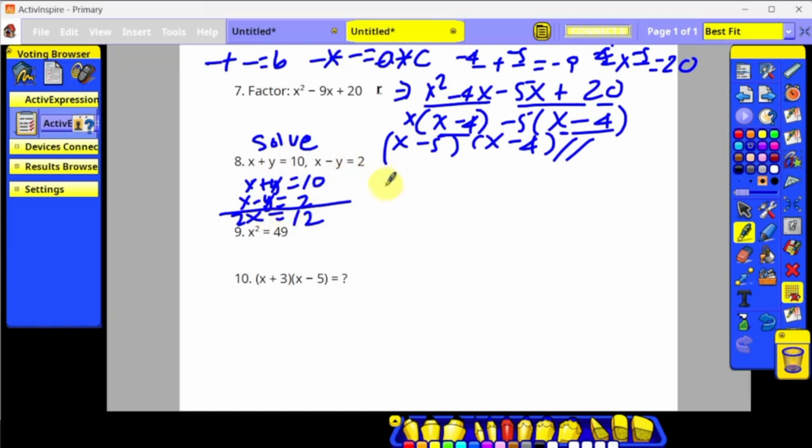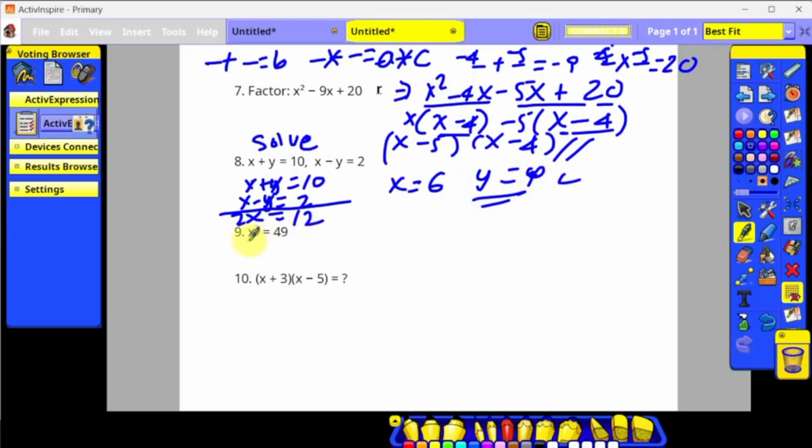So 2x is equal to 12, x is equal to 6. So you substitute the value of x in either of the two equations. So 6 plus y is equal to 10, so y is equal to 4. Or you can substitute here, 6 minus y is equal to 2. That's the same result, 4. So x is equal to 6 and y is equal to 4 are the solutions.